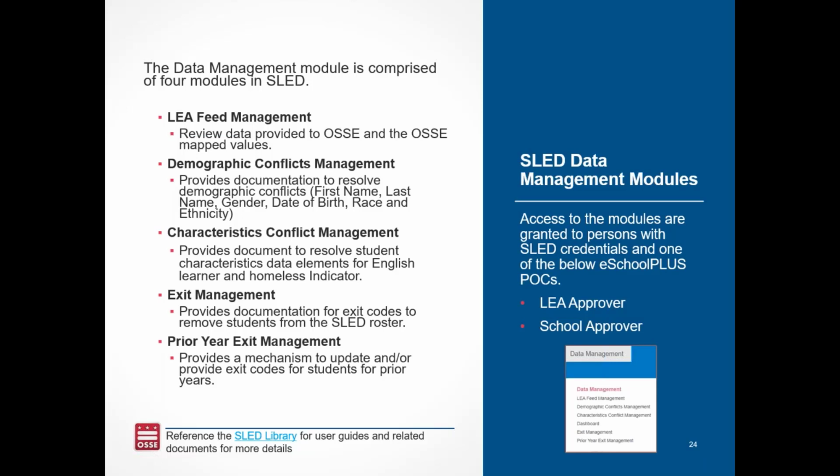Next, prior year exit management. We talked before about how exit codes are very important, that you need to provide them, and that we use them for different reporting purposes. If you realize that you have entered an incorrect exit code for a student, we do give you the opportunity to correct that in the prior year exit management module. We would ask that you use that. This will prevent you from having to reach out to OSSE and submitting an OSSE support 2 ticket. You can just use this module, and again, it's a manual review process that we will update based upon the documentation that you have provided.